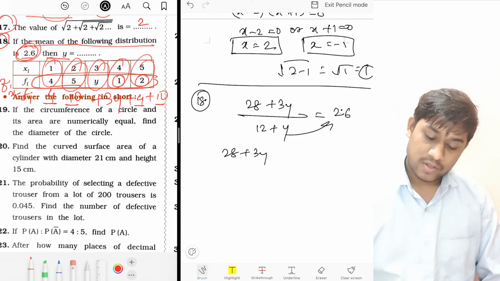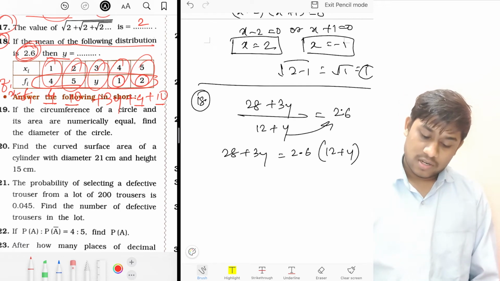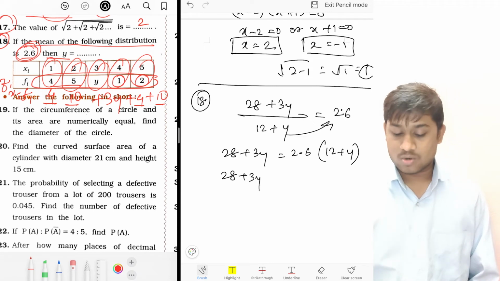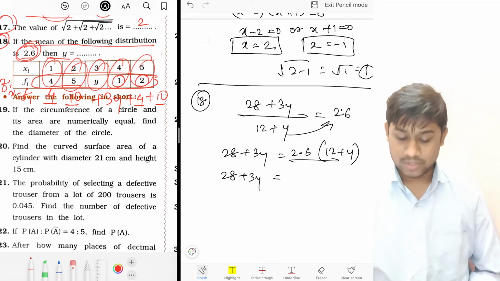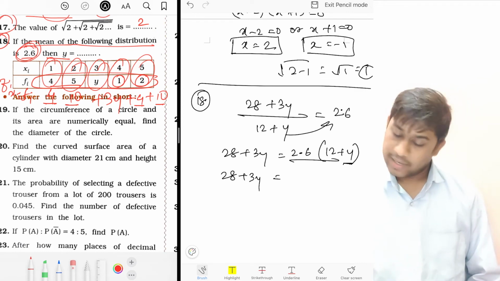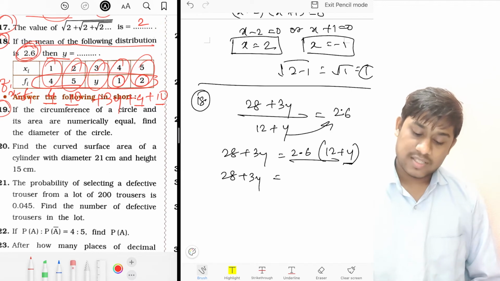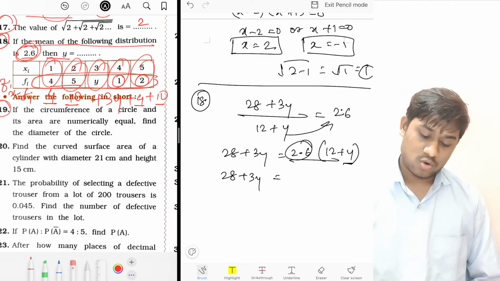So when you multiply this one, 28 plus 3y is equal to 2.6 times (12 plus y). Okay, so what we have? 28 plus 3y is equal to 12.6... just go for multiplication, you will have the answer. Okay, now question number 19. Let's complete this sum.